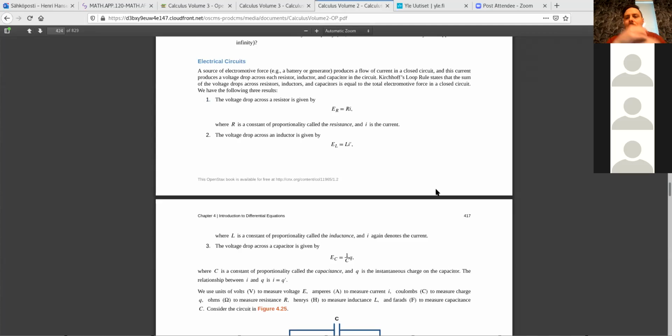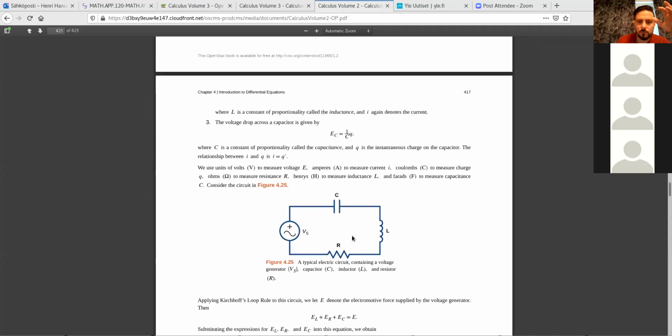So if we have a current that is going through a closed circle, let's say this is our closed electrical circuit. There's a voltage applied here, which is, let's say, an alternating current voltage, and the voltage at any given point here is an unknown quantity. We know the voltage coming from here, but let's say the voltage across either this inductor or this resistor is what we want to know.